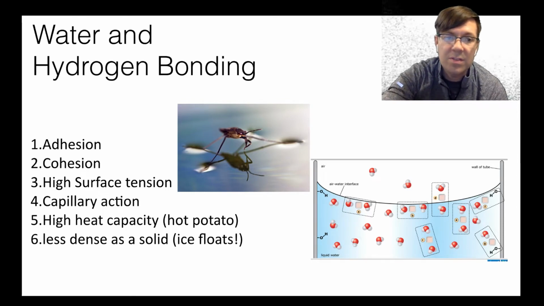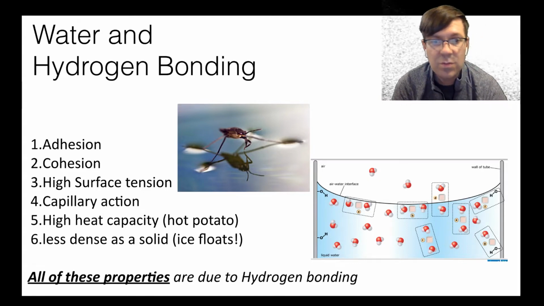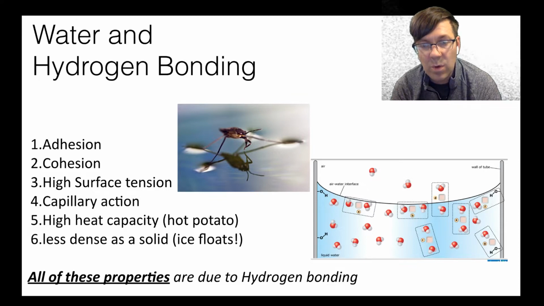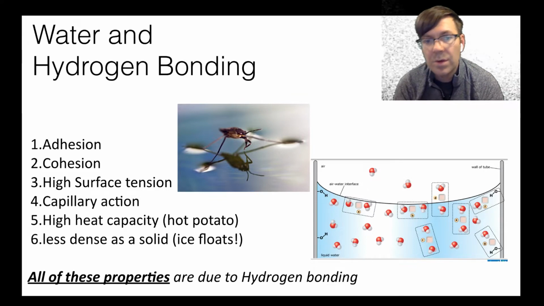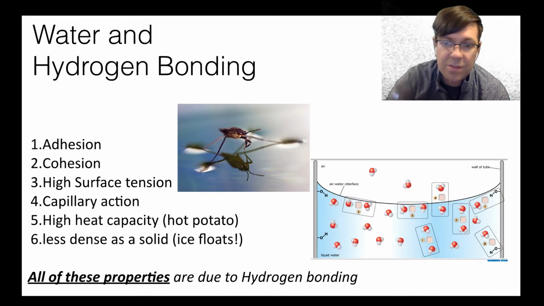So you can think of these as 6 different properties, or you can think of these as 6 results of hydrogen bonds between water. And so hydrogen bonding is really, really important inside our cells.